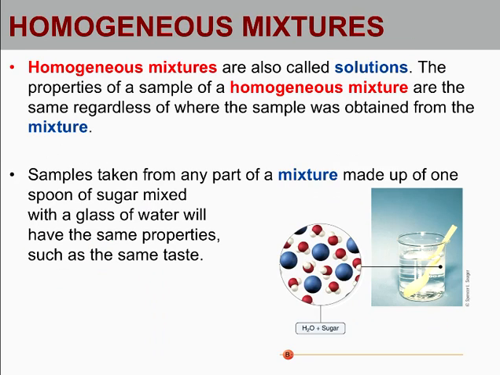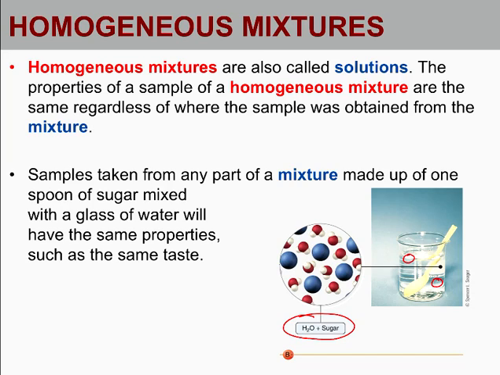Now, the other type of mixture is a homogeneous mixture. And sometimes we just call these mixtures solutions. And the properties of a sample of a homogeneous mixture are the same, regardless of where the sample was obtained from the mixture. So if we look at our water and sugar mixture from before, no matter where we sample from that mixture, so maybe we scoop some out from here, maybe we scoop some out from the bottom of the beaker, all of those samples will be exactly the same. They'll have the same sweetness, they'll have the same properties.